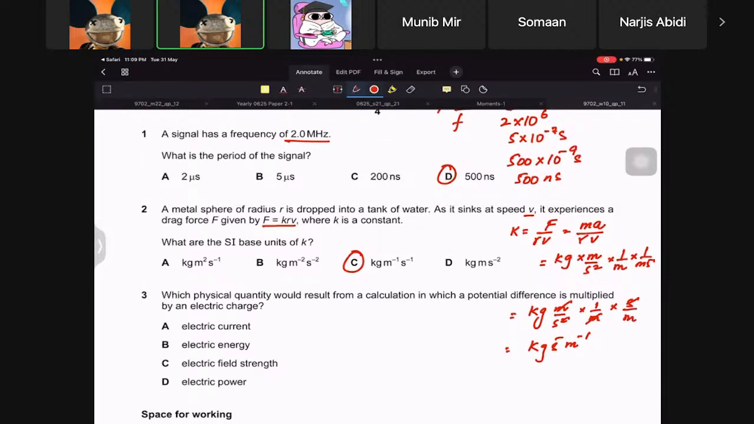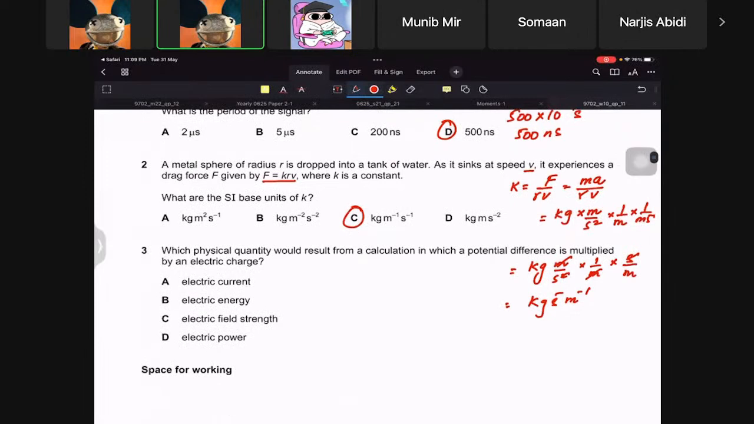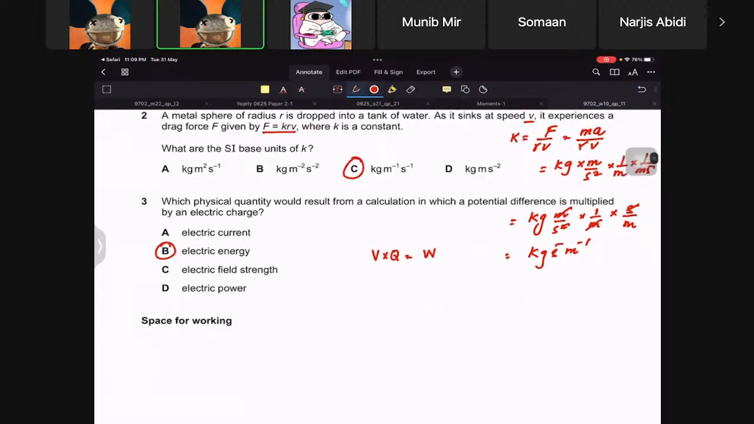Now which physical quantity would result from a calculation in which potential difference is multiplied by electric charge? Potential difference multiplied by electric charge is work done, or energy, that's electrical energy, right? Okay, this isn't hard up till now. You're saying it's hard. Okay, let's see what's ahead.